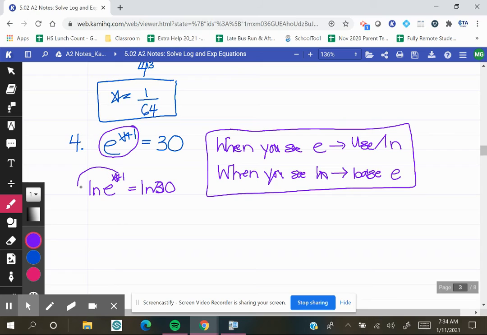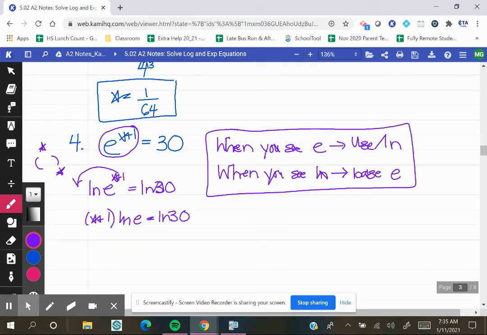Now I can swoop to the front. Oh, it's a binomial, so make sure you use parentheses. So I have (x + 1) times the ln of e equals the ln of 30.